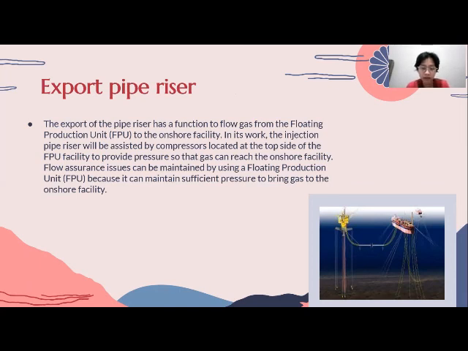Export pipe riser. The export pipe riser has a function to flow gas from the floating production unit to the onshore facility. In its work, the export pipe riser will be assisted by a compressor located at the topside of the FPU facility to provide pressure so that gas can reach the onshore facility. Flow assurance issues can be maintained by using a floating production unit because it can maintain sufficient pressure to bring gas.